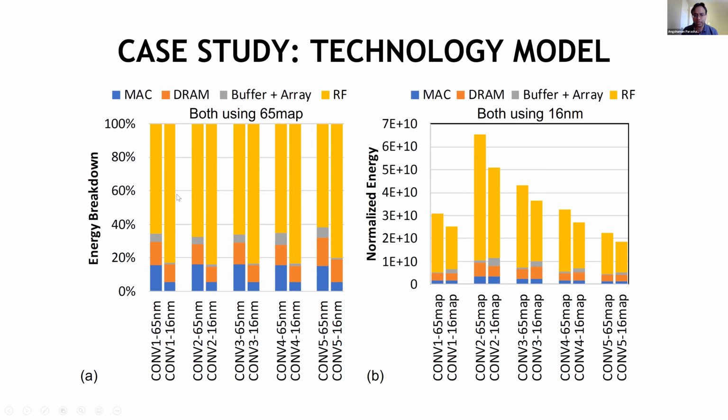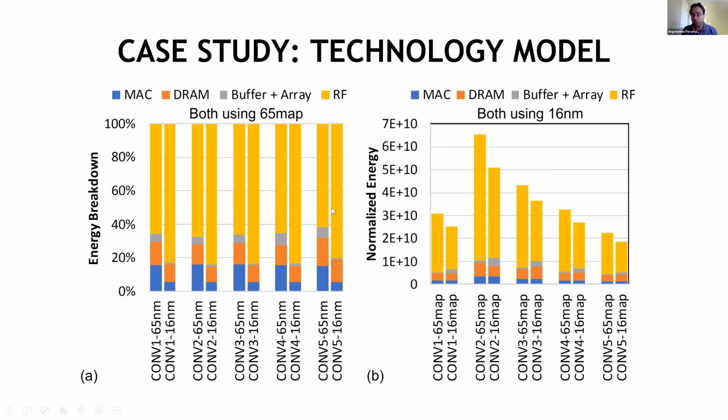And so what you see is that even for the same architecture and the same workload, as you move across technologies, the contribution of various components to the energy stack changes. And so what that means is it's really important to have a technology model. Otherwise, you're not going to get a good characterization of the architecture, and that should be fairly obvious.